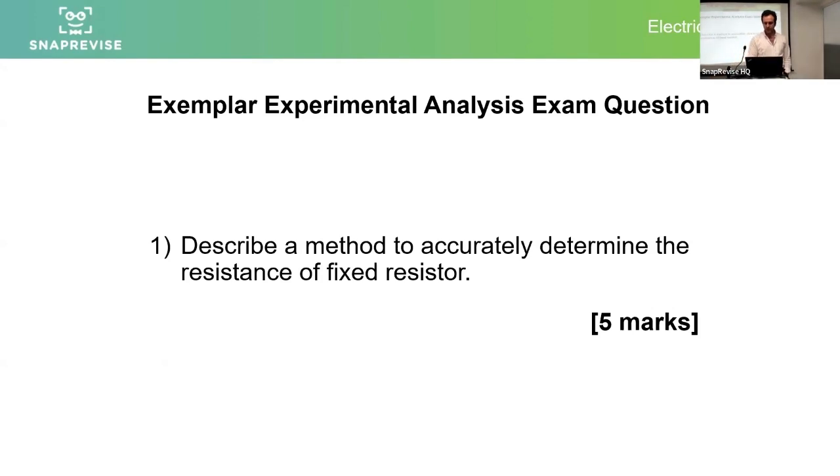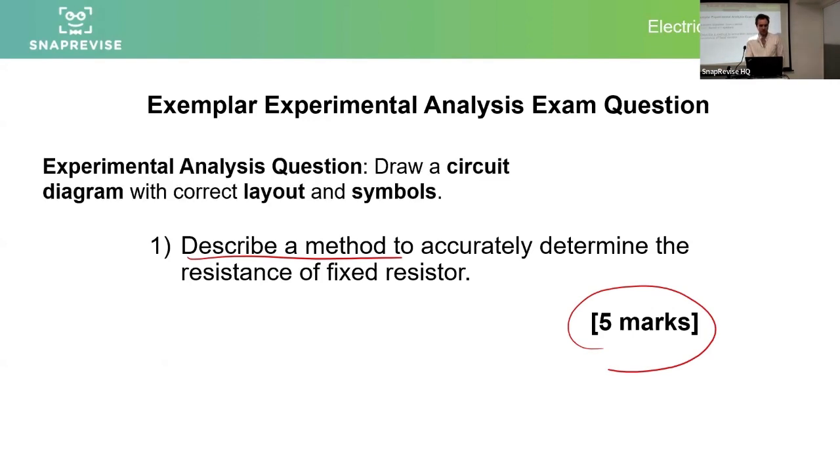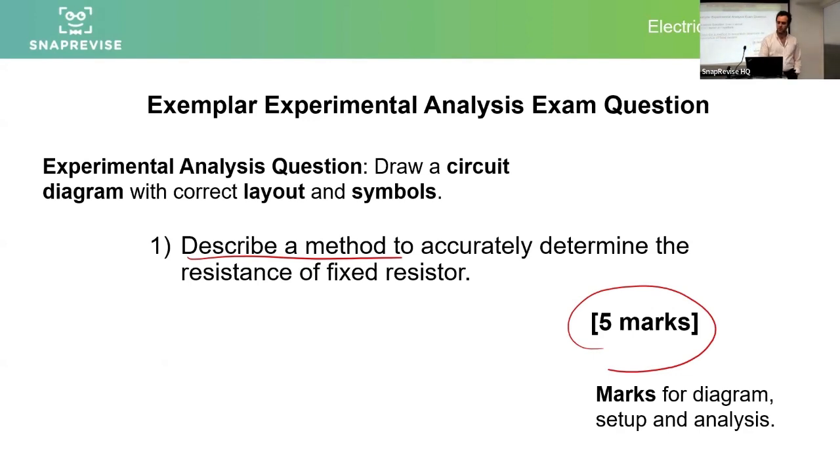Describe a method to accurately determine the resistance of a fixed resistor. 5 marks. Oh, describe a method. So this is one of our experiment planning questions. Fortunately, this is actually more or less what I just talked about. If it says describe a method that's 5 marks, I think we'd better do a diagram.